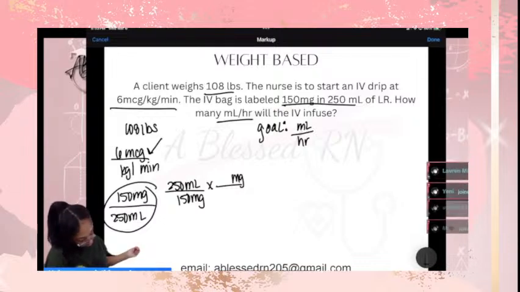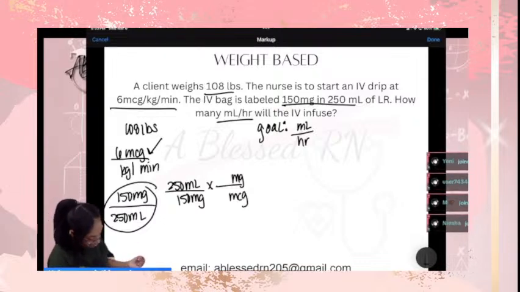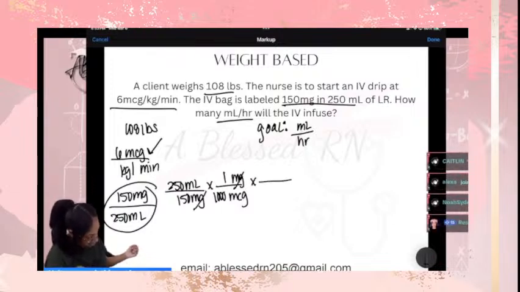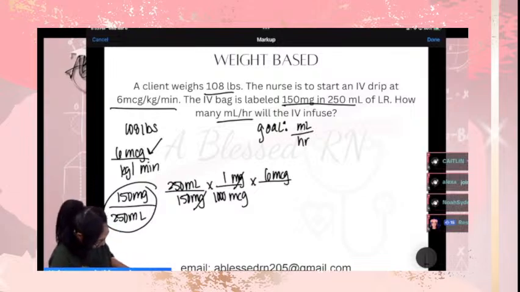This is in micrograms, so we'll have to do a conversion right here. So remember, 1 goes by the biggest unit. So 1 milligram is 1,000 mics. Milligrams crosses out. So now we've got micrograms at the bottom. We need micrograms at the top. So 6 micrograms per kg per minute.